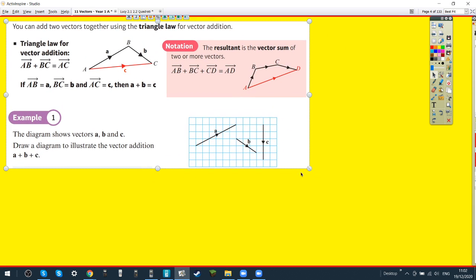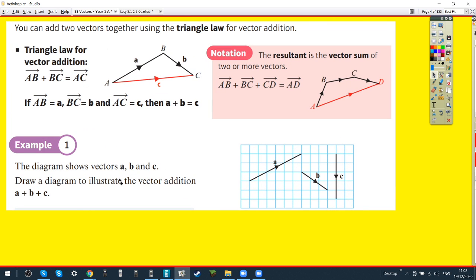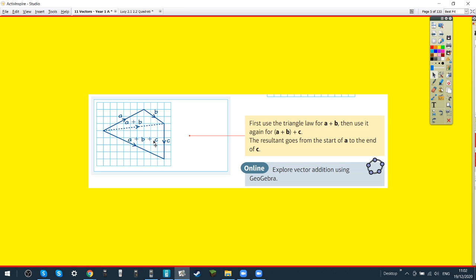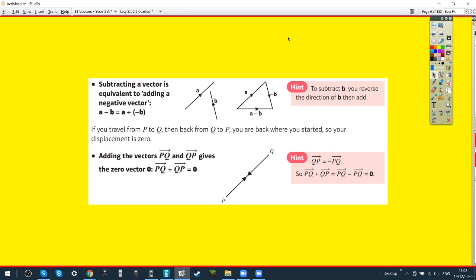Draw a diagram to illustrate the vector addition of A plus B plus C. So A is 6 right and 3 up. B is 3 right and 2 down. All you would do is 6 right, then 3 up, then 3 right, then 2 down, and then another 6 down. Just put them end to end. Overall it's just that one thing from A to B to C.